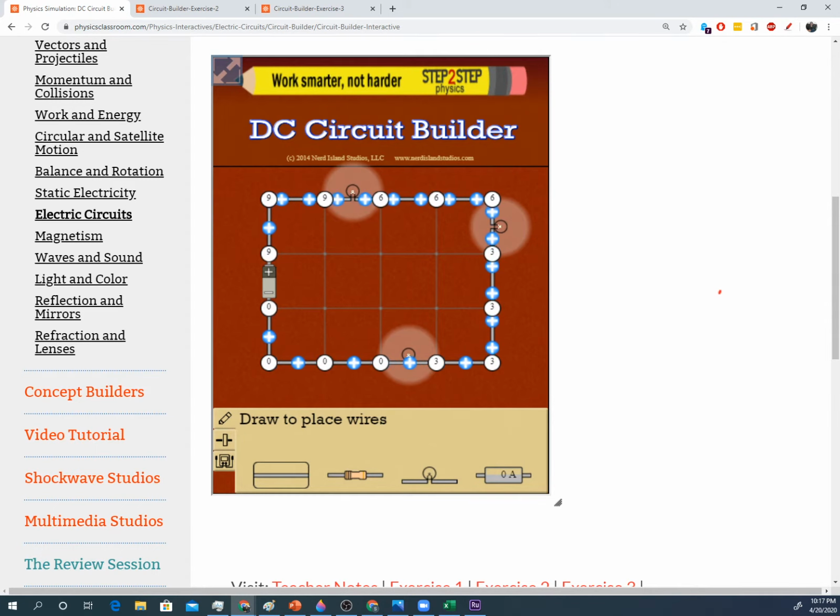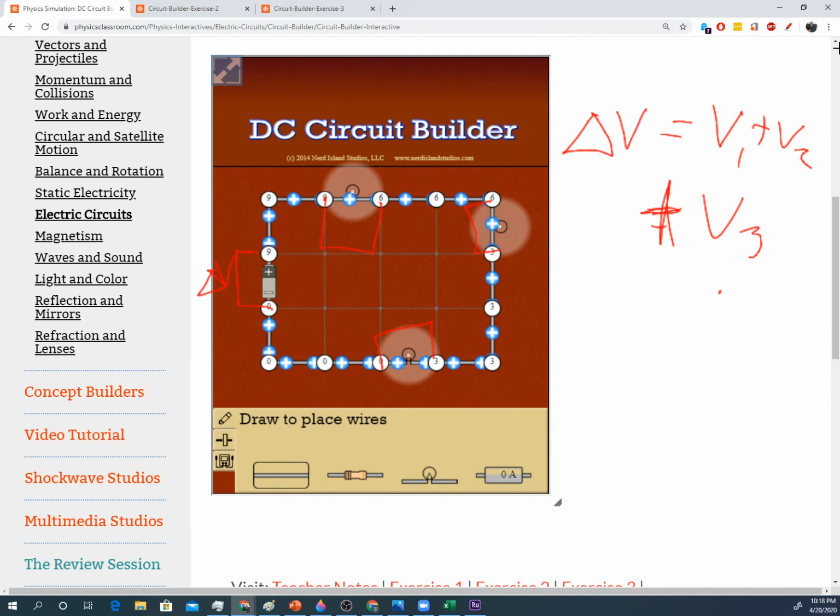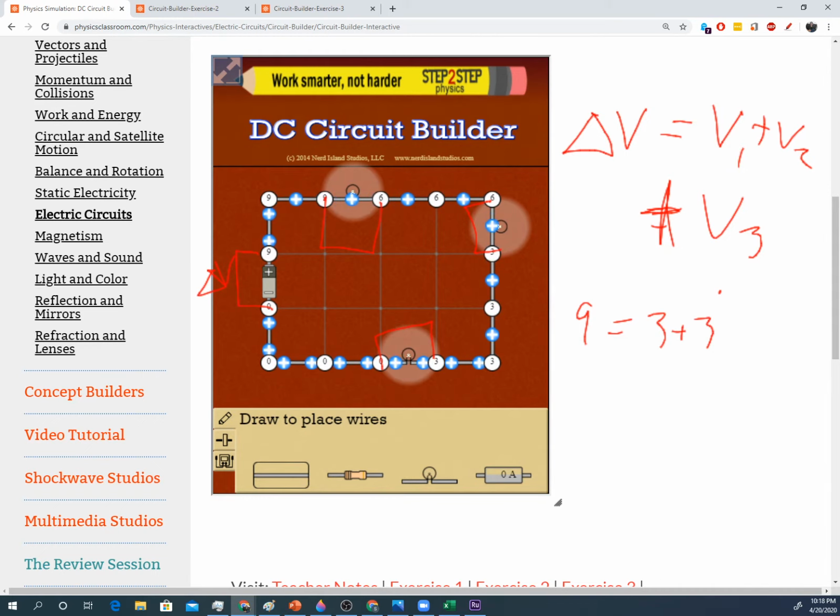Your total voltage was equal to the voltage drop on the first light bulb plus the voltage drop on the second light bulb plus the voltage drop on your third light bulb. So, in other words, we see that your total voltage here, your 9, is equal to your 3 plus your 3 plus your 3.